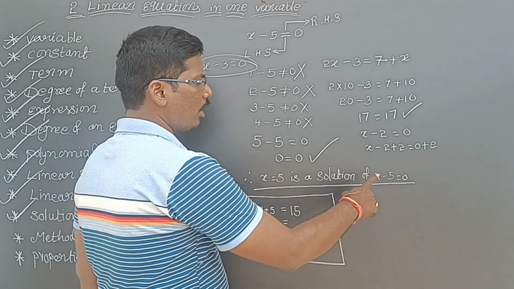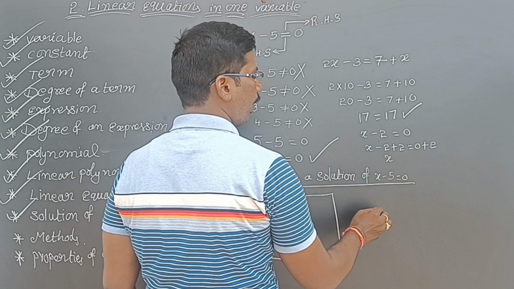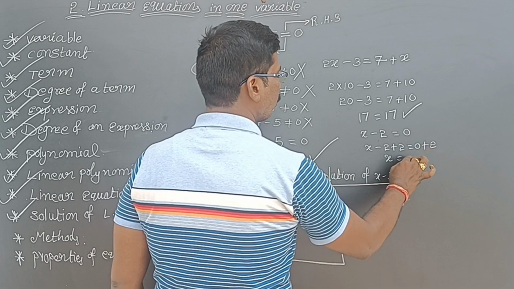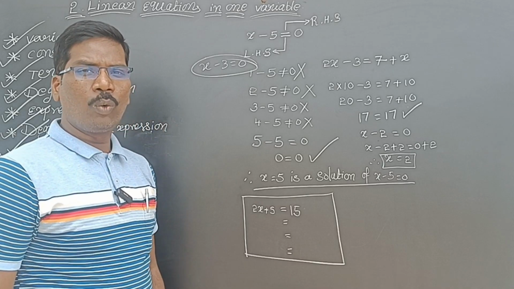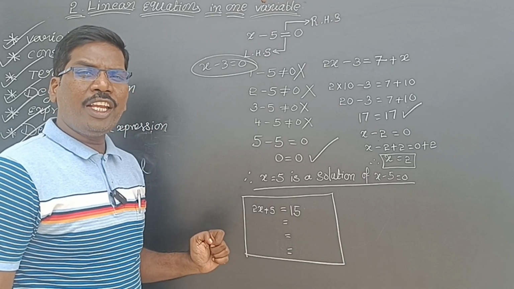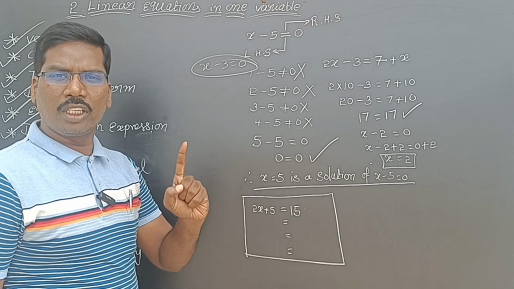Now see here, 2 minus 2 is 0. Means what will be there? x. 0 plus 2 is 2. Now I got the answer: x is equal to 2. What method have I done? Adding the same number on both sides. You will get the answer.